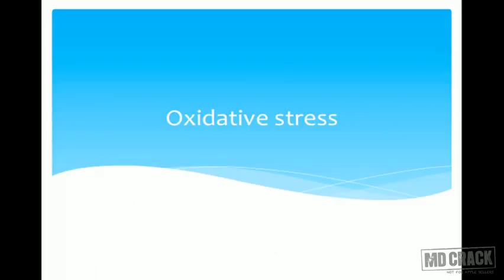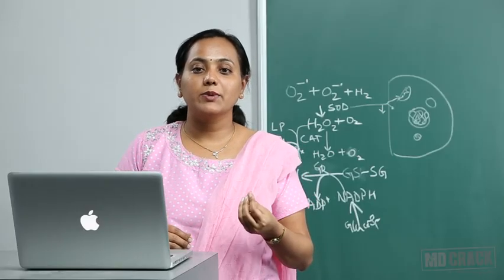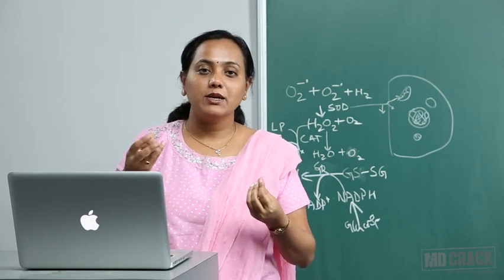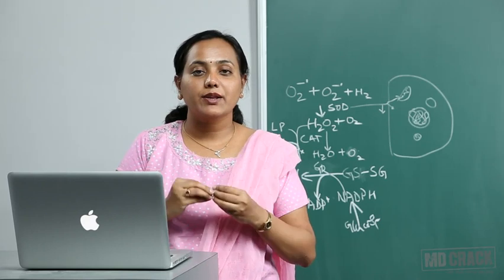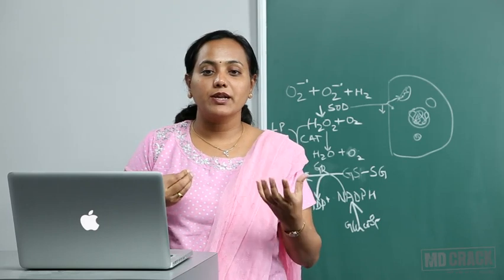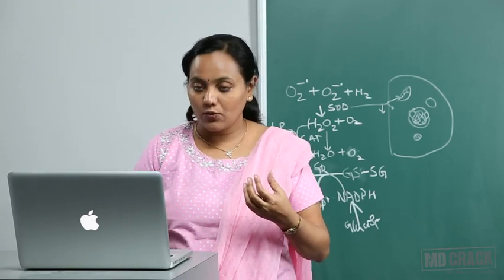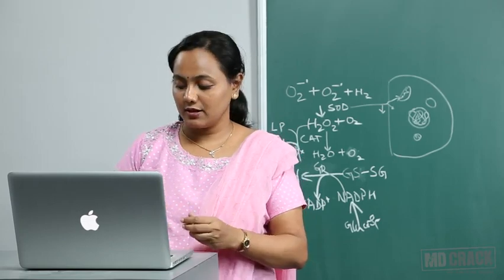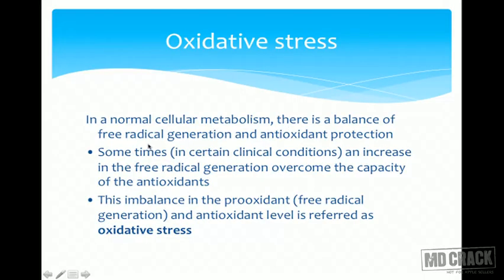Now I go on to one concept, that is oxidative stress. As we saw till now, free radicals are being continuously produced. At the same time, there is a mechanism to prevent these free radicals from acting. So we have two things happening in the body: one is free radicals, the other is antioxidants. So what is oxidative stress? In normal cellular metabolism, there is a balance between free radical production and the antioxidants. There is normally a balance, and so we are all healthy.